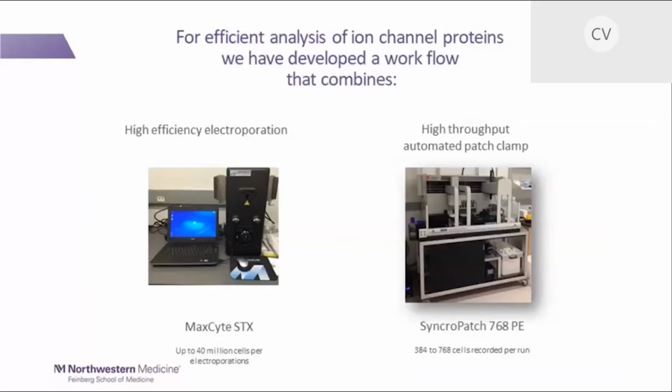For efficient analysis of ion channel proteins, we have developed a workflow that combines high-efficiency electroporation using the MaxCyte system shown on the left, which allows for transfection of up to 40 million cells per electroporation, and high-throughput functional analysis by automated patch clamp. Our system is the SynchroPatch 768PE, shown on the right, where we can record from 384 to 768 cells per run.